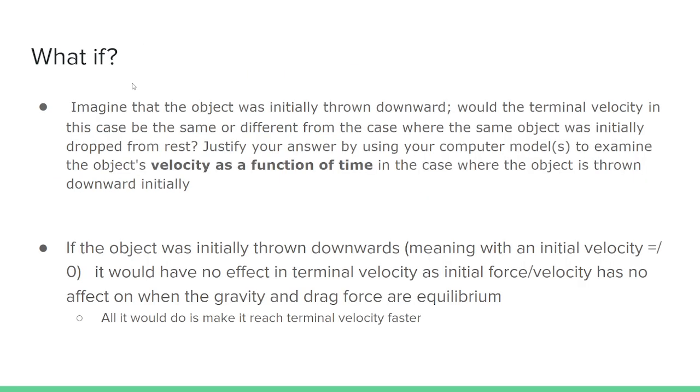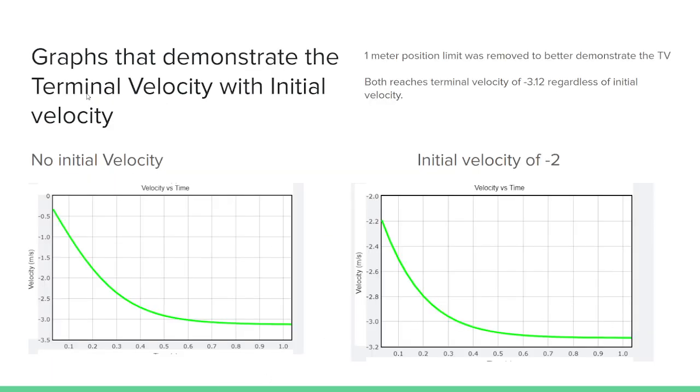Now what if the object was initially thrown downwards, meaning the initial velocity was not equal to 0? It would have no effect on the terminal velocity, as the initial velocity has no effect on when the gravity and drag forces are in equilibrium. All it would do is make it reach it faster, and you can see that here, where we lifted the 1 meter position limit that was in the code to better demonstrate it.